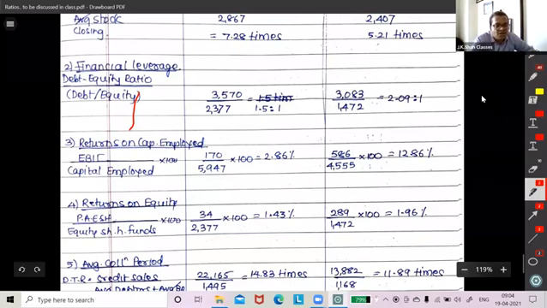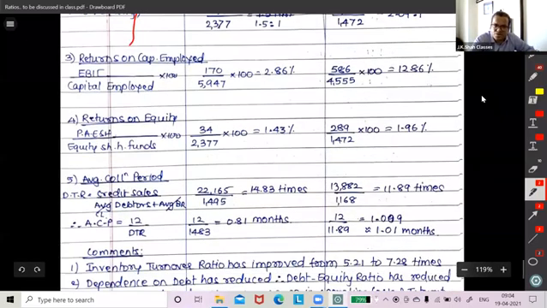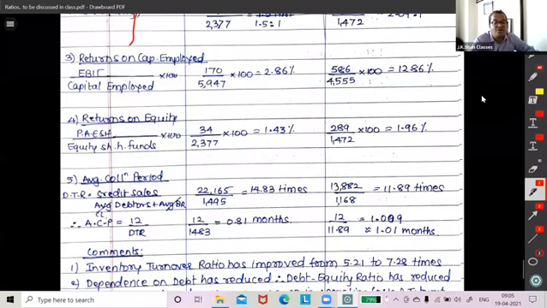Then returns on equity, PAT upon equity shareholder fund. See guys, in the capital, we all know that there is no preference capital. So the last line of income statement, profit after tax, that itself will be our PAT. Correct. So what I have done in PAT, I have taken 334 and 289, the last line of income statement. Equity shareholder fund is same as shareholder fund because preference shareholders aren't there, right?